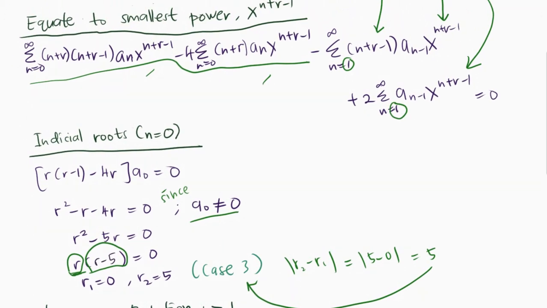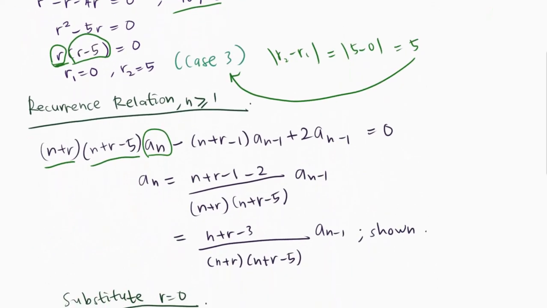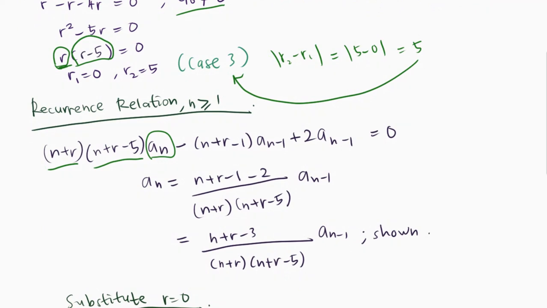That means the first thing we have is n plus r minus 1 a_{n-1} plus 2 a_{n-1}. Therefore, here it will be minus (n plus r minus 1) a_{n-1} plus 2 a_{n-1} equal to 0. Simplifying this, we will have a_n equal to (n plus r minus 3) over (n plus r)(n plus r minus 5), a_{n-1}. So we have shown the recurrence relation, we have proved it.